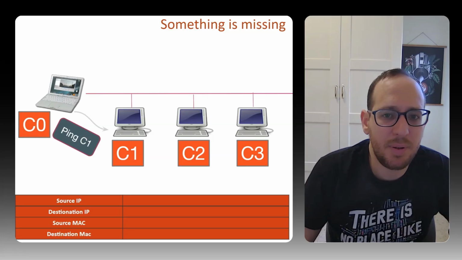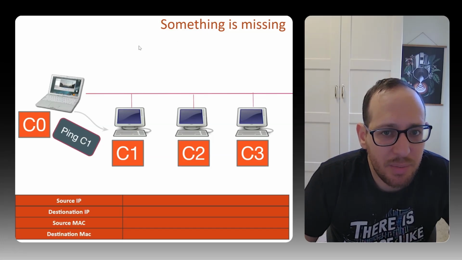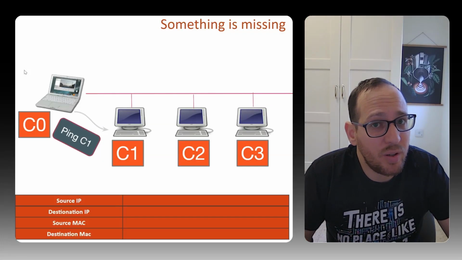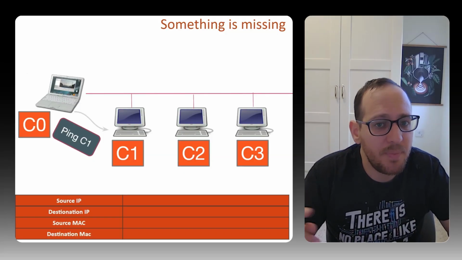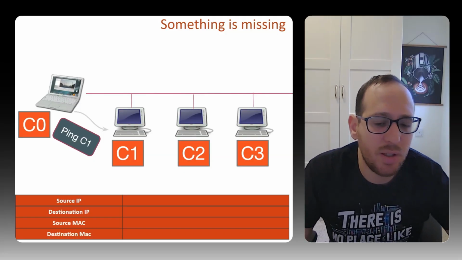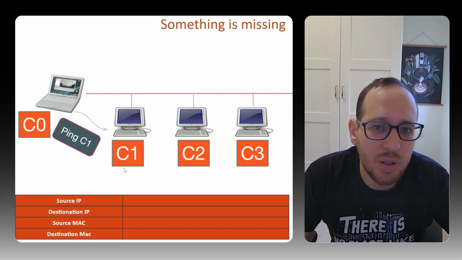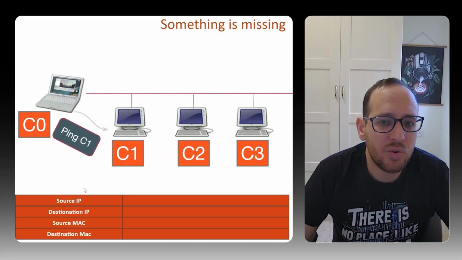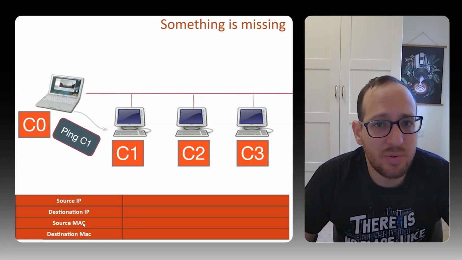So the source IP is clear. We know our source IP. How does a machine know its own IP? That's another question that we'll answer shortly. Let's say we also have the destination IP in this case. We know the IP of C1. We also know our source MAC, the Ethernet address, the second layer address.